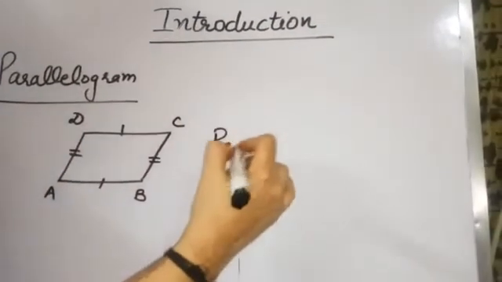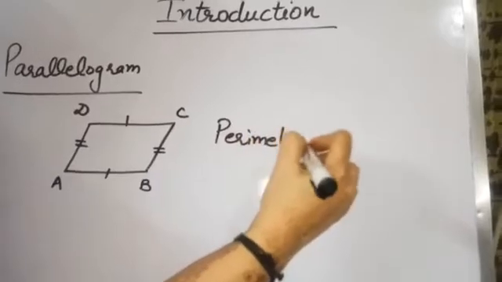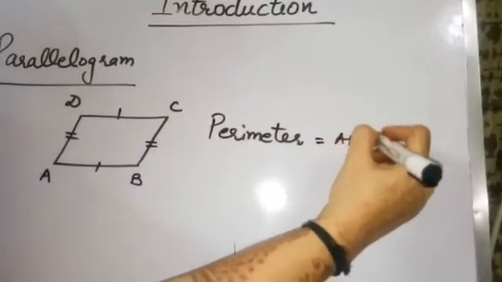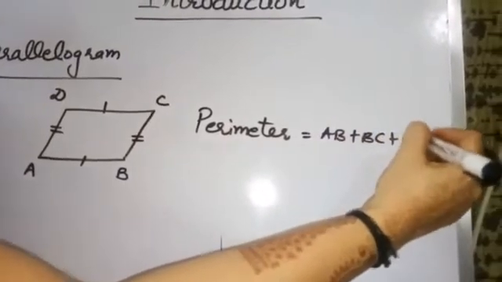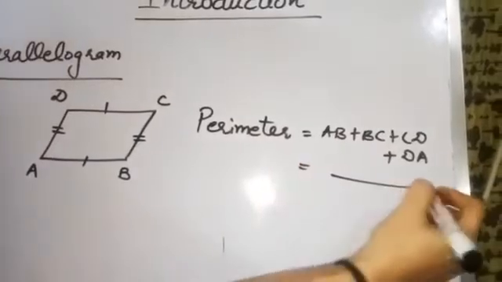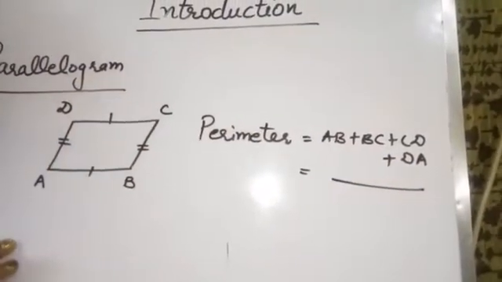Now if you want to find the perimeter of the parallelogram, again it is the sum of all sides, like AB plus BC plus CD plus DA. This is the perimeter. Whatever sides are given, you will add the lengths of the boundary and you will get its perimeter.